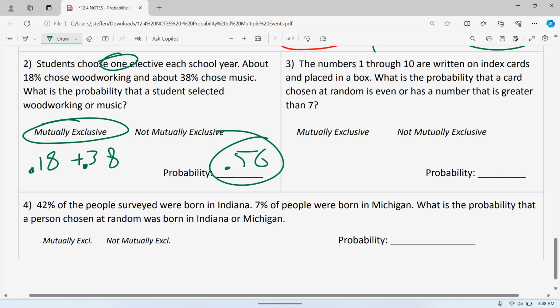I'm pondering if I want to stop there and let you work on your homework. We'll do number 3, and then we'll end on that one.